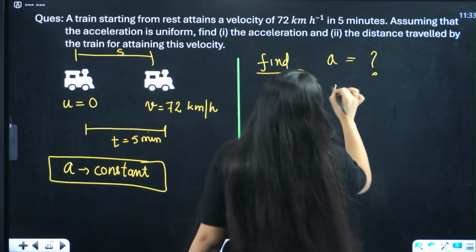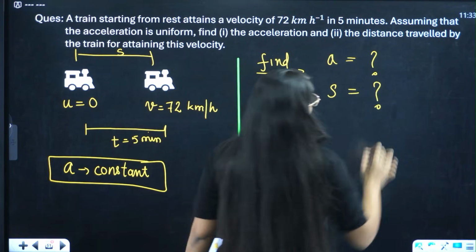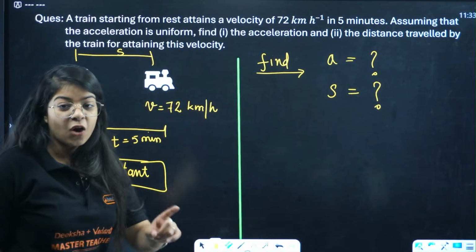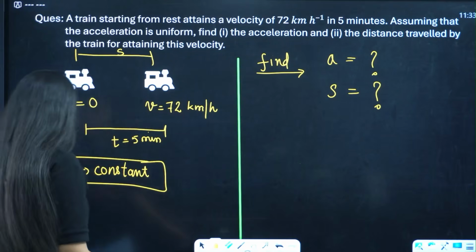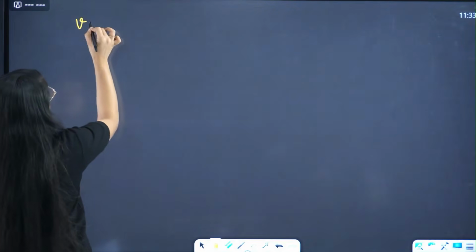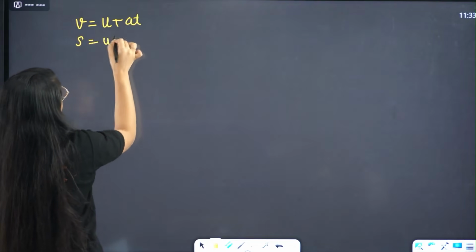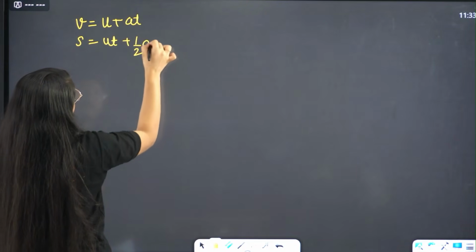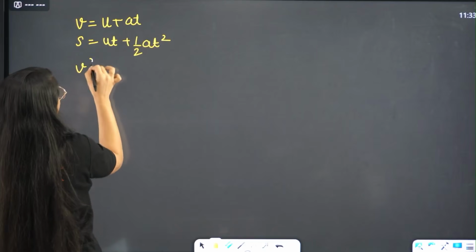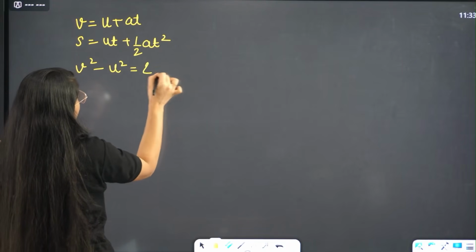Okay, so we have to find the acceleration and we have to find the S. Now, let's move ahead and let me write the equations again. V equals U plus AT. S equals UT plus half AT square. V square minus U square equals 2AS.